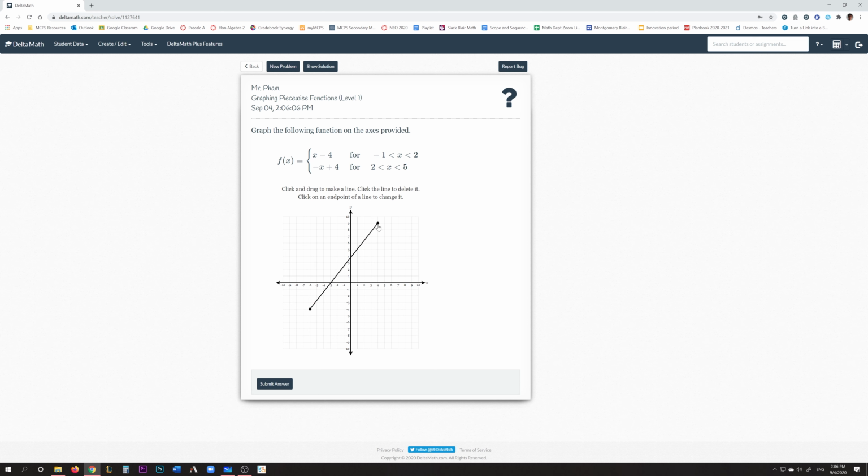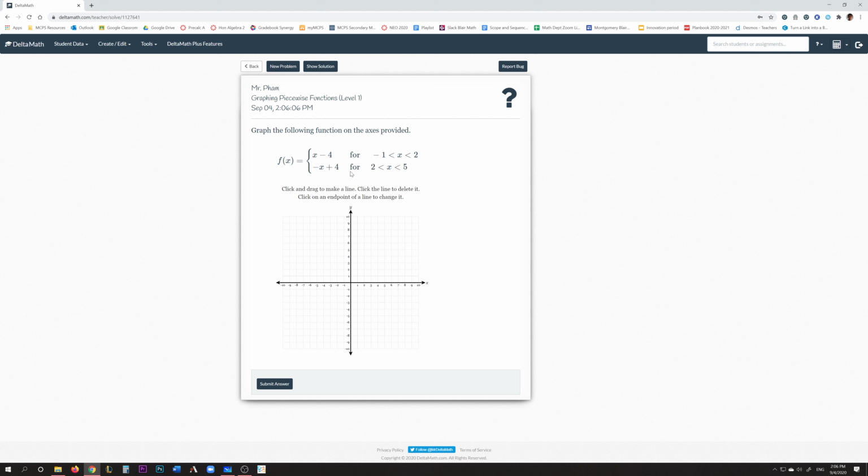So let me try. If I click on an endpoint, I change it from a closed circle to an open circle. And likewise, if I click on an open circle, it changes to either an arrow or a closed circle again. So you can alternate between open, close, and arrow, which is really, really cool.